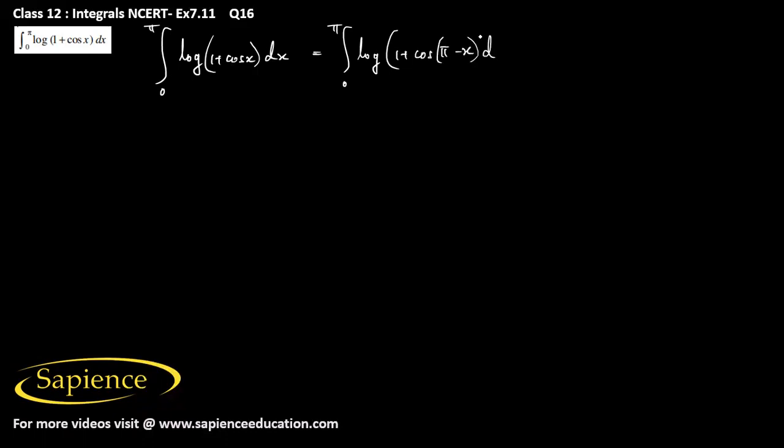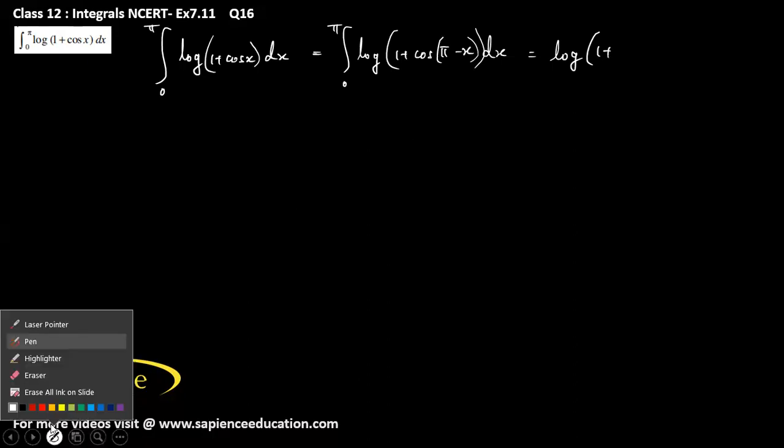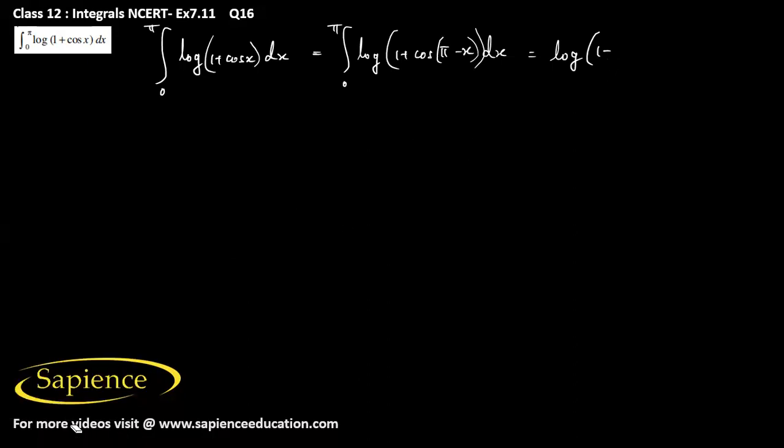Okay, so here we have to find the integral from 0 to pi of log of 1 plus cos x dx. Here we can write it as the integral from 0 to pi of log of 1 plus cos of (pi minus x) dx. Now cos of (pi minus x) is minus cos x. So we can write it as log of 1 minus cos x dx, integral 0 to pi. So let's call this integral I.